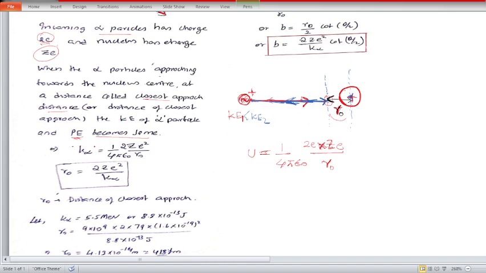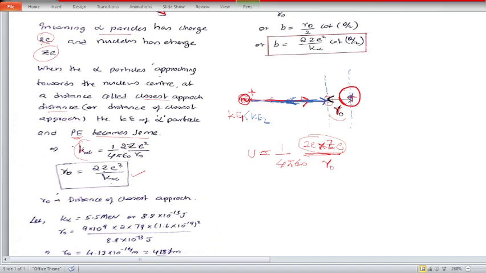So at r0 we can write all the kinetic energy of the alpha particle, that is K alpha, will be equal to 1 by 4 pi epsilon 0 into 2Z into e square, by r0. r0 is the distance of closest approach, and from that expression we can derive the expression for r0. So the closest approach distance, r0, will be equal to 2Z e square by the kinetic energy of the alpha particle.